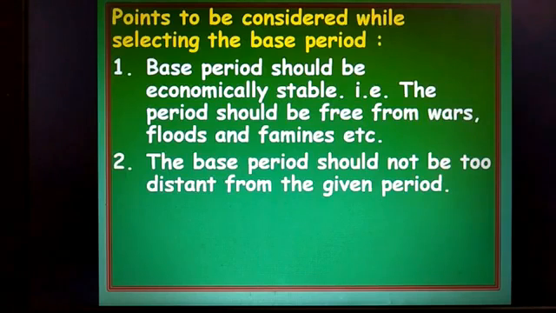Next, the base period should not be too distant from the given period. Given period in the sense current period or current year. The year with which we are comparing will be called the base period. For which comparison is required, it will be called the given period or current period. While selecting the base period, we should see to it that there is not much difference between the ongoing current year and the base period. The base period should not be too distant from the given period.